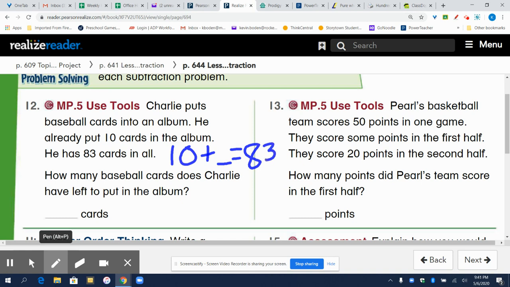So you know what I'm going to do? I wrote an addition equation. I'm going to use addition to find my subtraction equation because I know that he put 10 cards in the album already, and he has 83 in all.